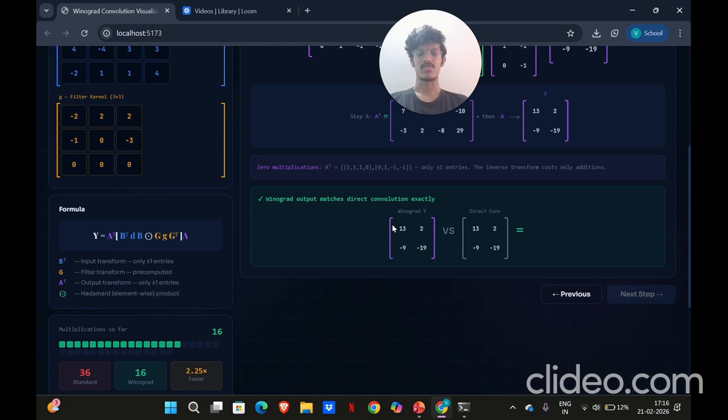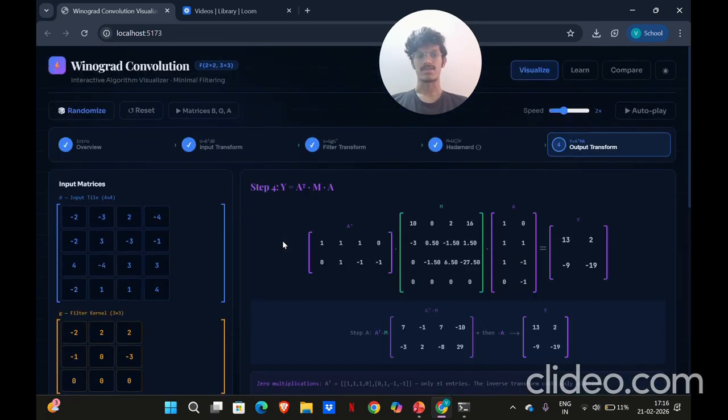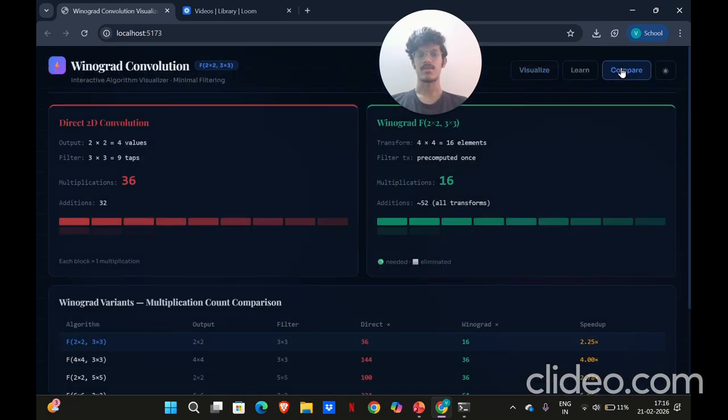So this is the output matrix which you obtain, the 2 cross 2 output matrix. In the previous polynomial example, I showed you the 1D matrix which you obtain using the polynomials. Here we've obtained the actual matrix, which we will obtain during convolutions. And these are the two values. So now let's go to the comparison part.